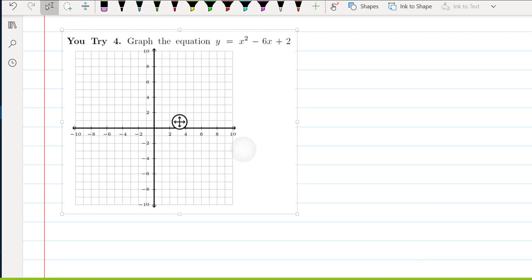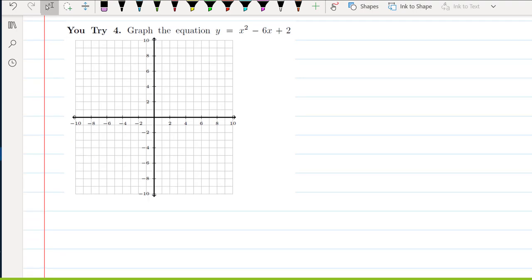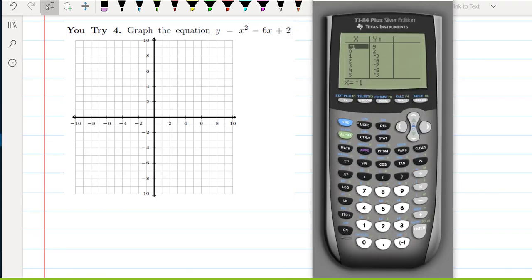Well, let's go ahead and do you try number 4. All right, so to resolve you try number 4, we're going to get our table of values by putting in our equation. So we type it in, we have our x squared minus 6x plus 2, and then we go second and table. And that generates our table of values for us.